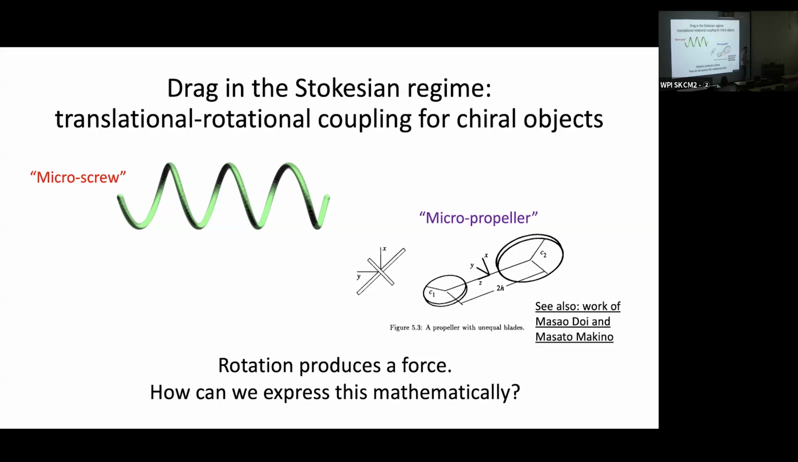You would get a moment on the particle, i.e. a torque. So a translational velocity would produce a torque on the object. And the same holds if I rotate this object, you can work out for yourself that you'll get a net force on it. So rotation will produce a force. And since we're in Japan, I'll mention there are great papers from Doi, I'm sorry if I say this wrong, Makino, from the 2000s on these kinds of objects.